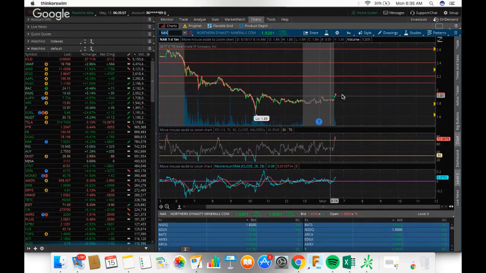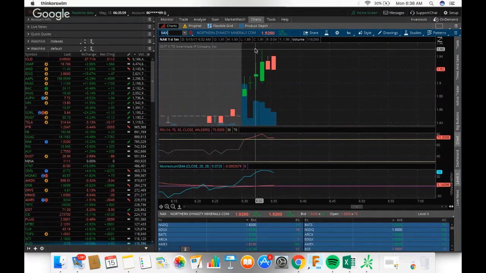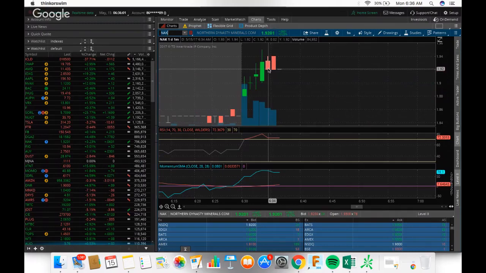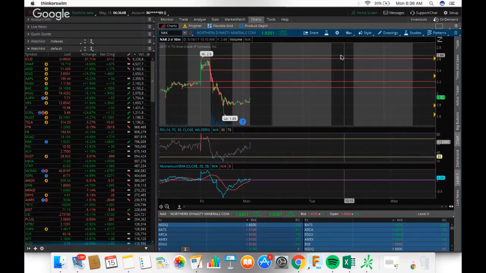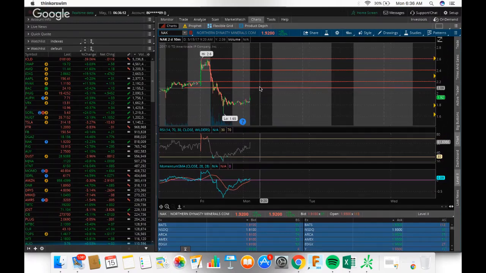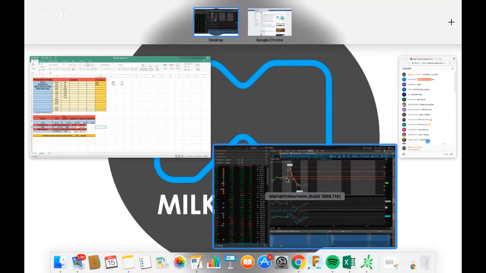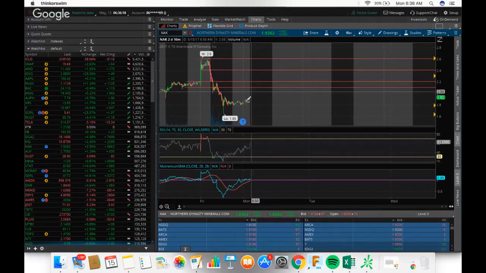NAK opened pretty strong. It hit its resistance at 195, had some nice little pullbacks. Previous close was around 185, 180. And this is one that had the potential to move back up to its previous resistance. It was around $2 and $2.15. So I just thought that this would be a good one to possibly take a look at.